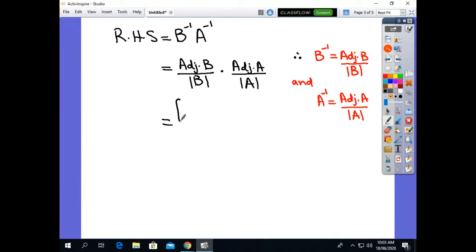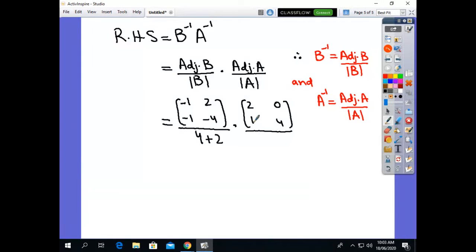Now replace the adjoint of B. Adjoint of B is -1, -4, similarly +2 and -1, divided by determinant of B, which becomes 4 plus 2. Similarly, we find adjoint of A. Adjoint of A is 2, 4, 0, +1, and its determinant is 8 minus 0.